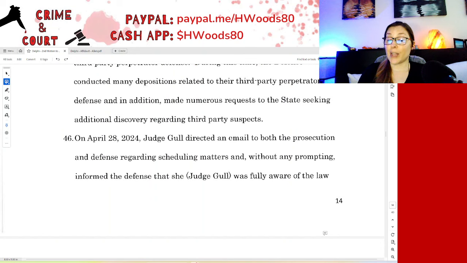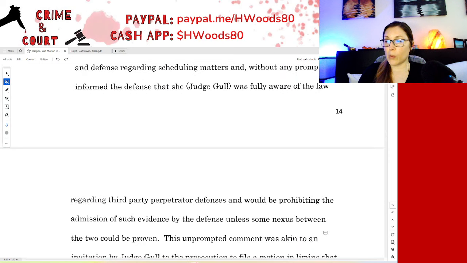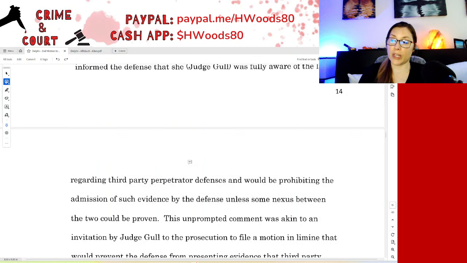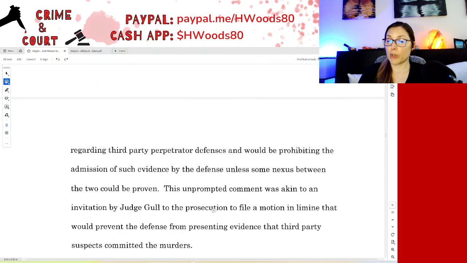Number 46, on April 28, 2024, Judge Gull directed an email to both the prosecution and defense regarding scheduling matters and, without any prompting, informed the defense that she was fully aware of the law regarding third-party perpetrator defenses and would be prohibiting the admission of such evidence by the defense unless some nexus between the two could be proven. And that's what I was referring to earlier when I said that she wrote something like, I'm well aware of the third party defense rules. I'm aware of the law regarding it.